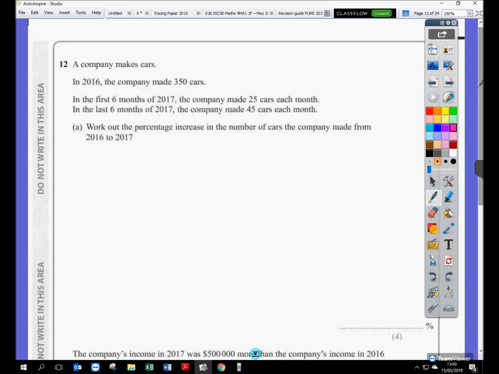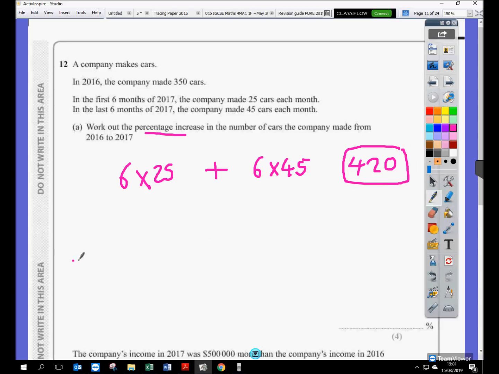Okay, next question. In 2016, the company made 350 cars. In the first 6 months of 2017, they made 25 cars each month. The last 6 months, they made 45 cars each month. Right, first of all, percentage increase. There's a formula for this. The formula is difference over original times 100. But what I want to do is work out how many cars there are in 2017. So we have 6 months at 25, and we have another 6 months of 45 cars each month, which gives us a grand total of 420 cars.